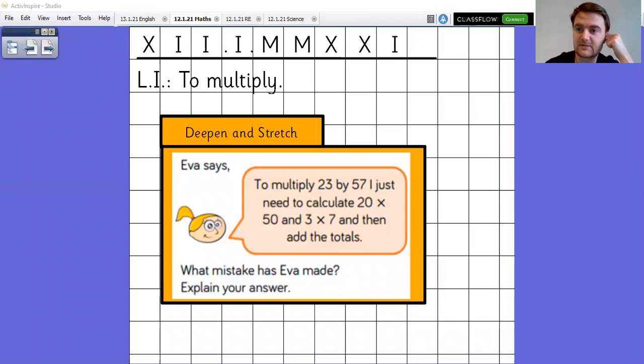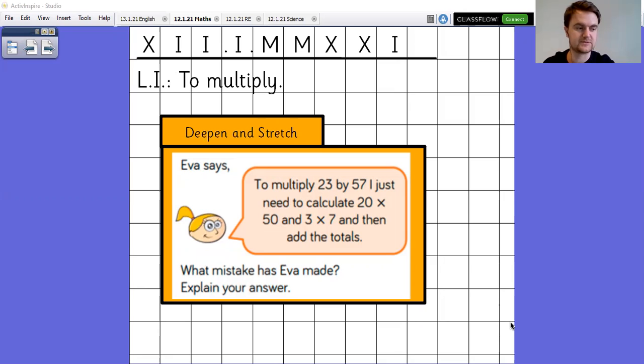This is a bit of a be-the-teacher moment for you. Ava says, to multiply 23 by 57, I just need to calculate 20 times 50 and 3 times 7 and then add the totals. What mistake has Ava made? Explain your answer. Pause the screen. What has Ava done wrong? Think back to what we looked at yesterday and what method we used. What mistake has she made and how can you help her out?